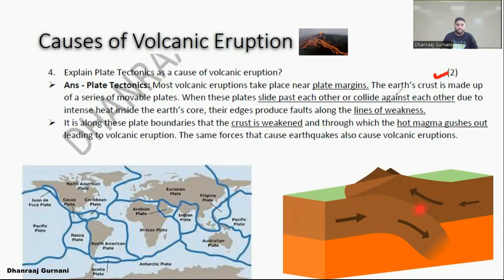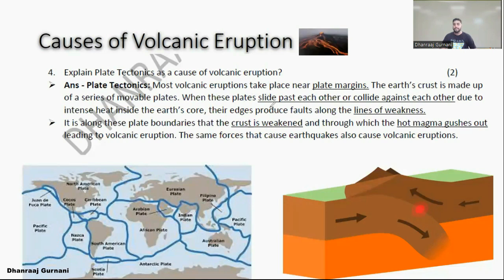Let's see the answer. Plate tectonics. Most volcanic zones or most volcanic eruptions take place near plate tectonics. The Earth's crust is made up of, very important, a series of movable plates. So inside the Earth, we have a series of movable plates. You have some images here. These are a series of movable plates. Below the Earth's surface, there are a series of movable plates.